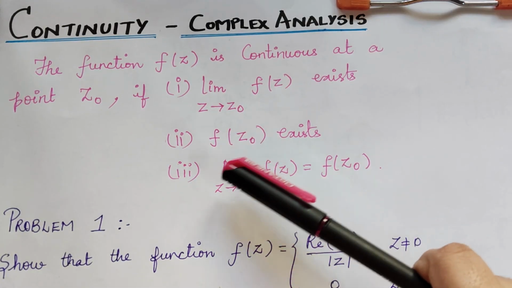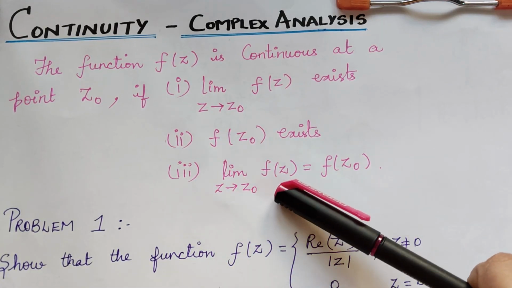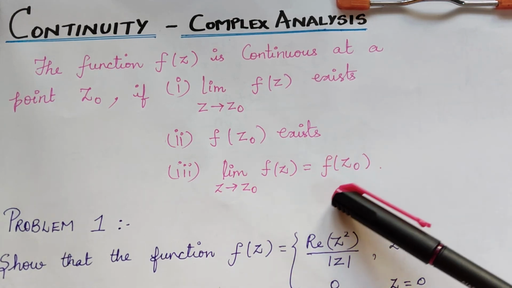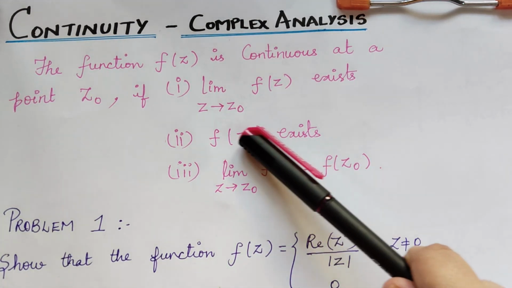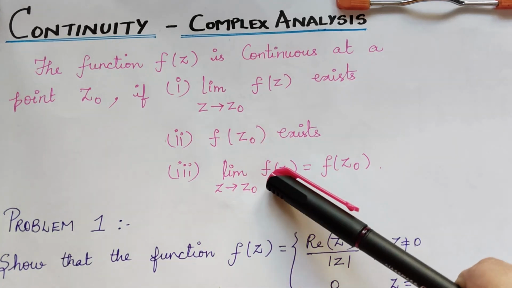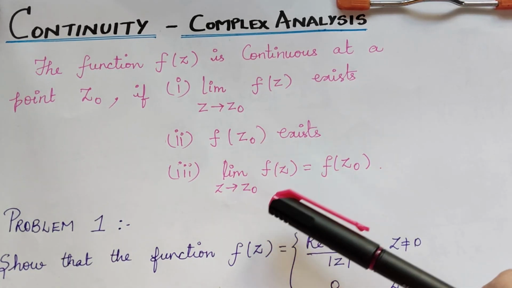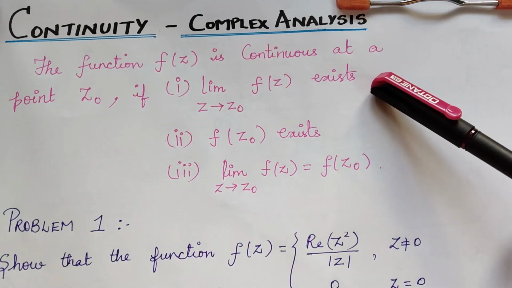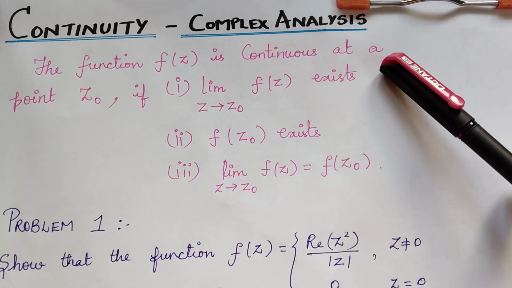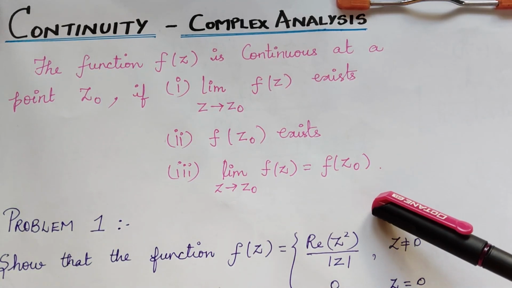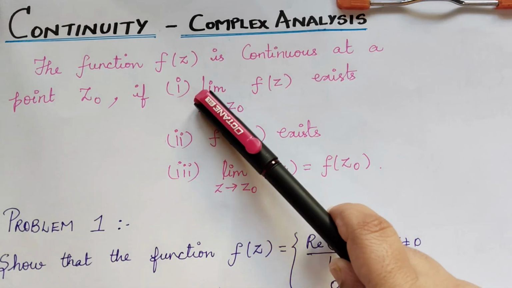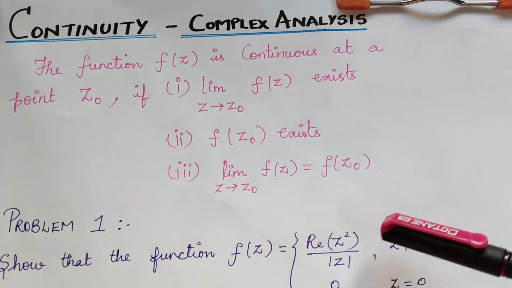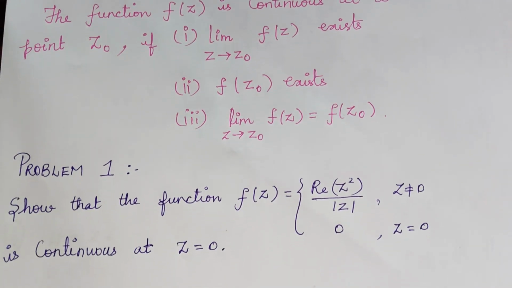That is, limit z tends to z0 of f of z will be equal to the value of f of z0. That is, we know that the limit exists, and in particular, the value of the limit will be equal to f of z0. So, if a function f of z satisfies these three conditions, then we say that the function f of z is continuous at the point z0. Now let us see a problem under this topic.